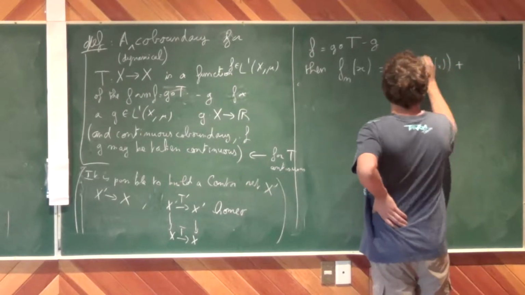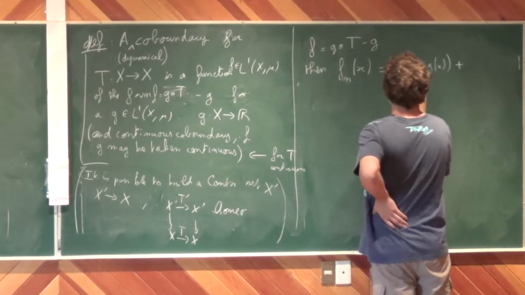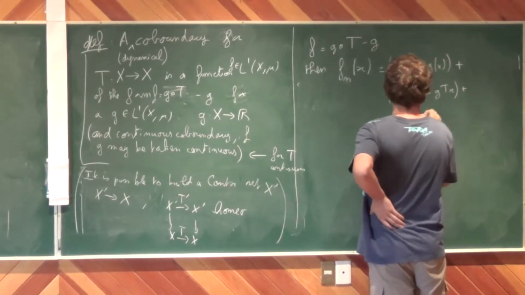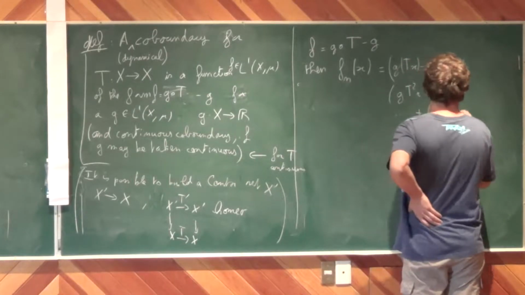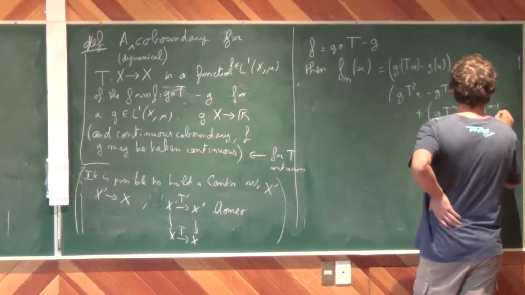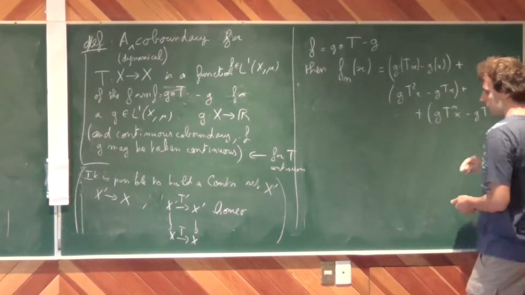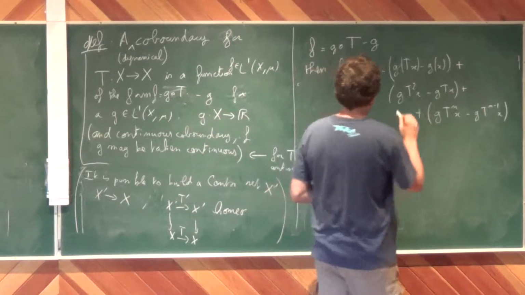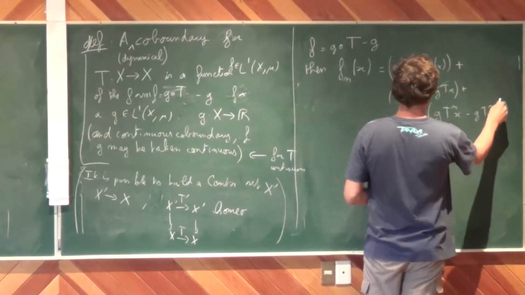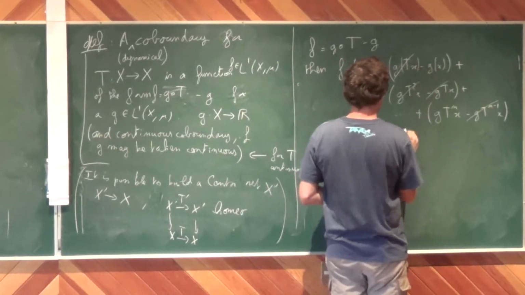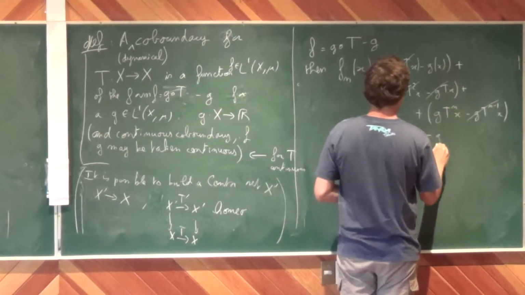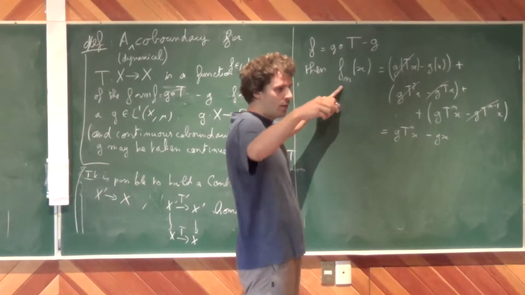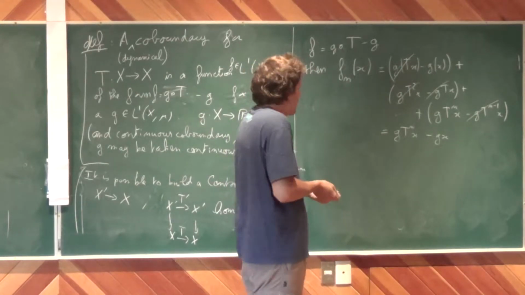plus G of T square of x minus G of Tx plus and so on, plus G of Tn of x minus G of Tn minus 1 of x. And as you see, there are cancellations everywhere. And what you get is G of Tn of x minus G of x. So which means that your Birkhoff sum actually does not look like a sum, but does look like a function.